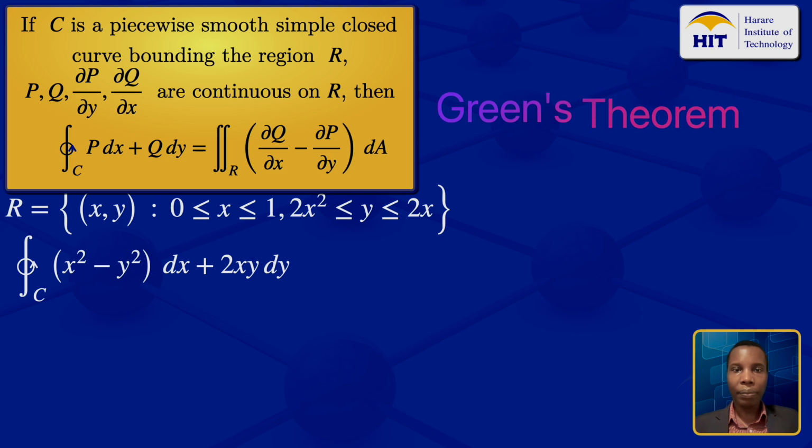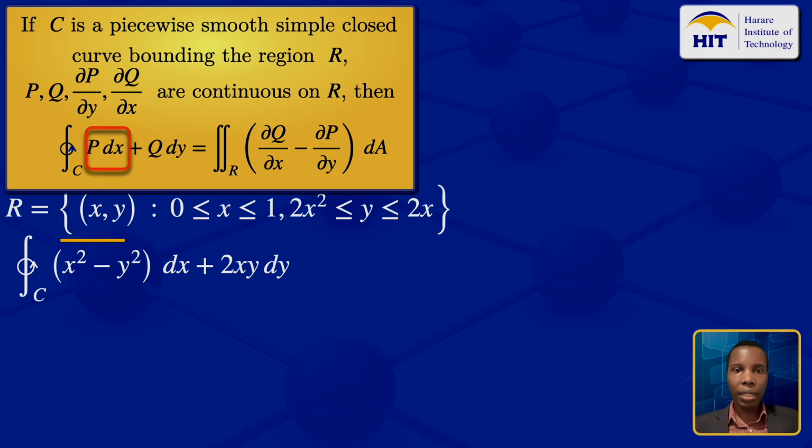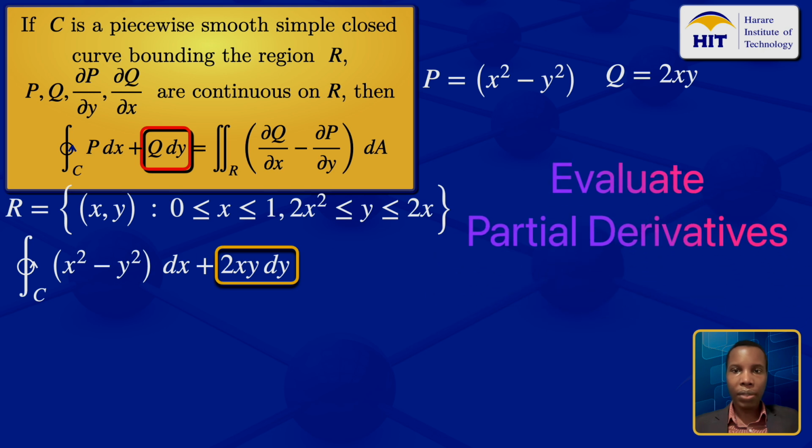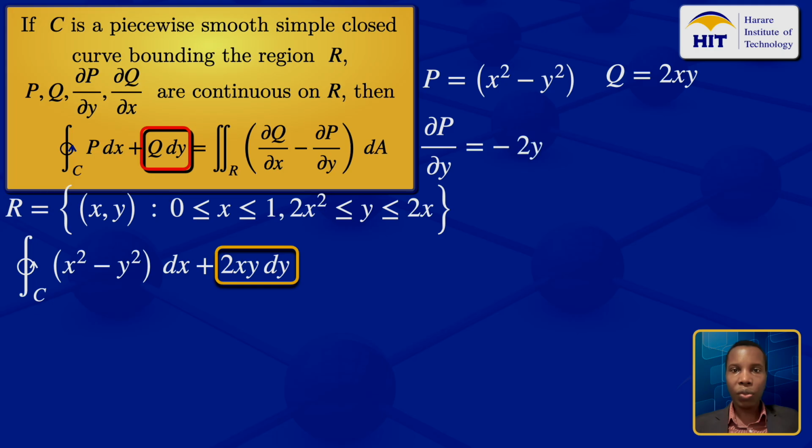So looking at the P dx here and comparing it with what we have in our integral, we see that our P is equal to x squared minus y squared. Then looking at the Q dy, by comparison we see that our Q is equal to 2xy. Then we evaluate the partial derivatives. The partial derivative of P with respect to y is equal to minus 2y. The partial derivative of Q with respect to x is equal to 2y.